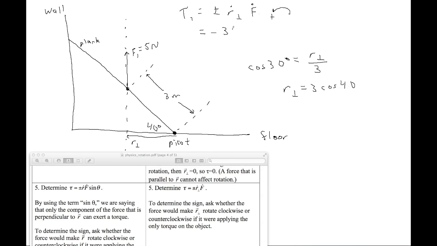So this would be 3 cosine 40. And then the force is 5. And as usual, we're just pulling in magnitudes here. So 3 cosine 40 times 5. And what did you get as your answer? Negative 11.5 Newton meters.